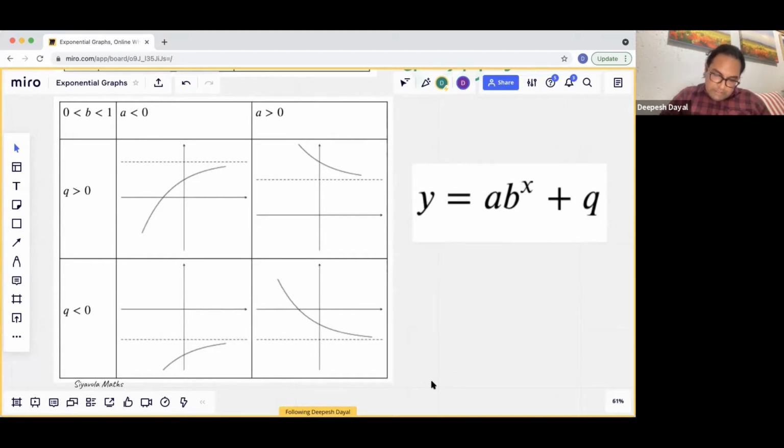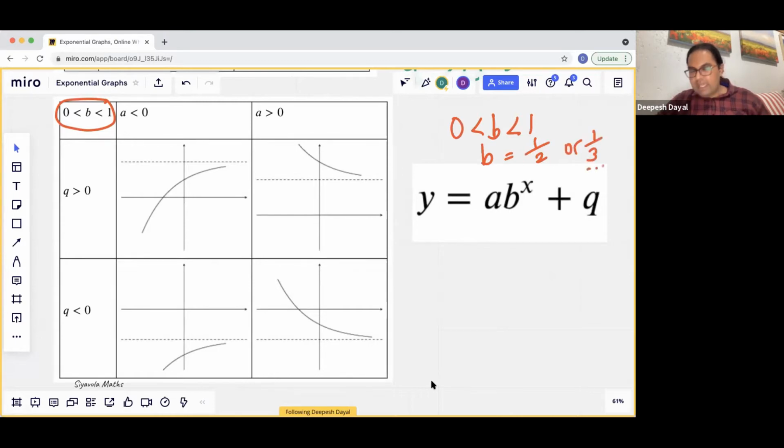A number between 0 and 1 actually is a fraction. Anything between 0 and 1 is a fraction, right? So when we say B is between 0 and 1, we mean that B can be like half. Half is between 0 and 1, or we can say a third, etc. Any fractions between 0 and 1, 1 over 8, 1 over 9, any fractions, right?